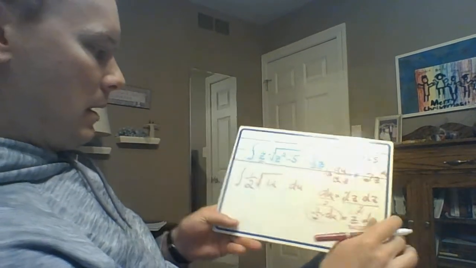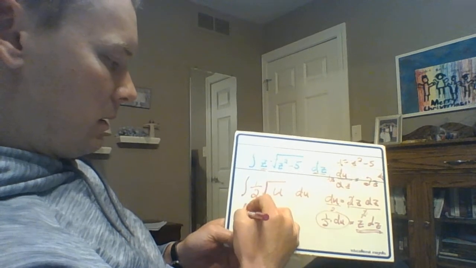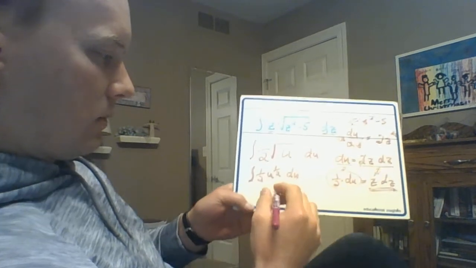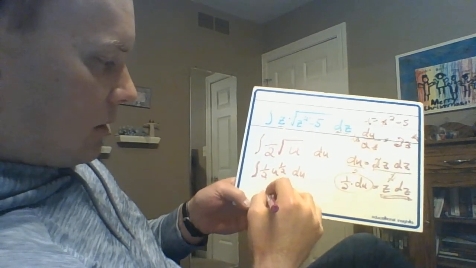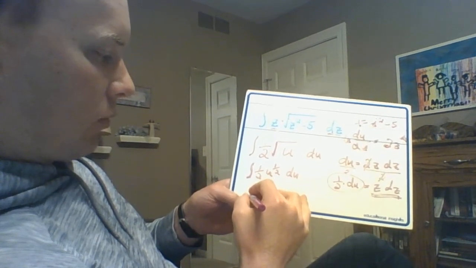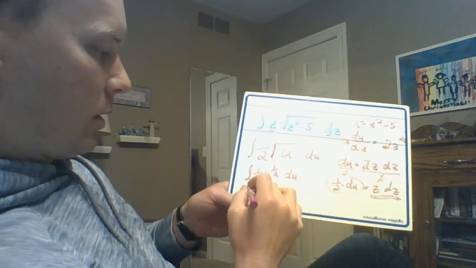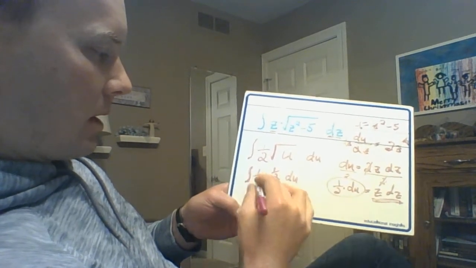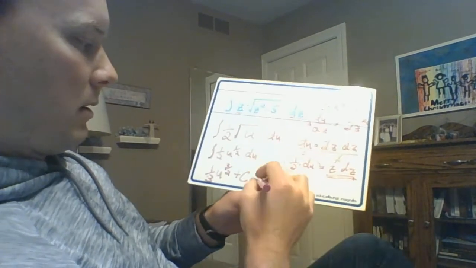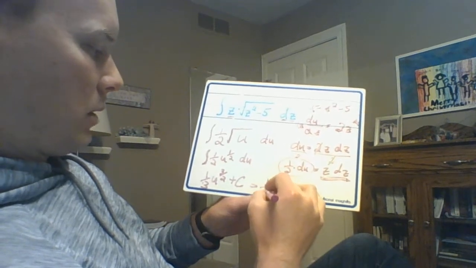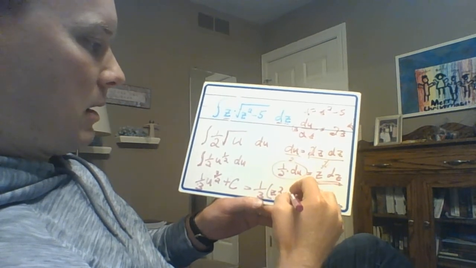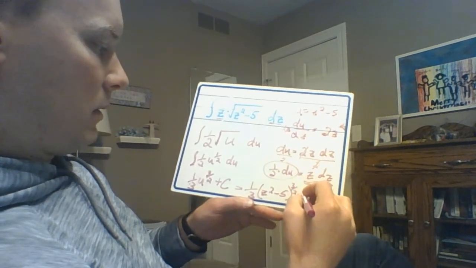Now, we want to think about this as 1/2 u to the 1/2 power du. So I integrate this, and that's going to be u to the 3/2 power. This is going to have to be 1/3 in order to make that come out to be 1/2 when you multiply these, plus c. And then finally, all we do is our final substitution. 1/3, take out the u, put in the z squared minus 5 to the 3/2 plus c.